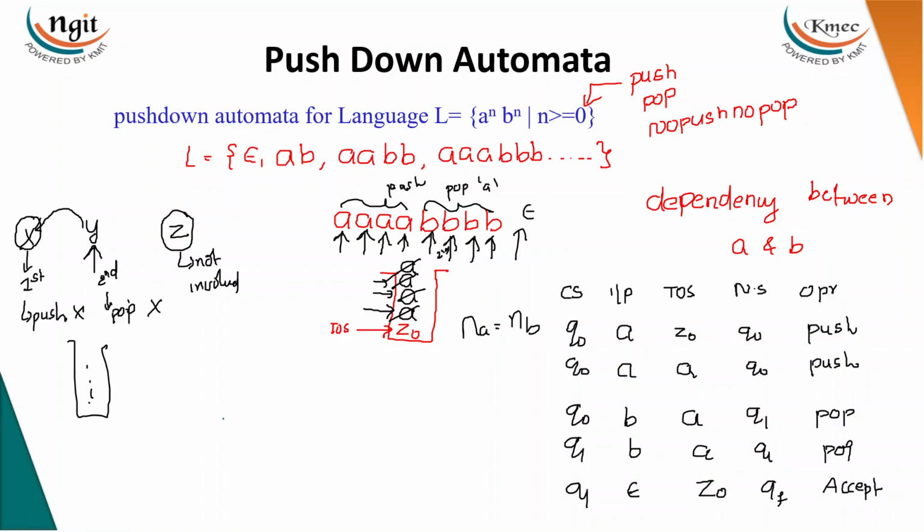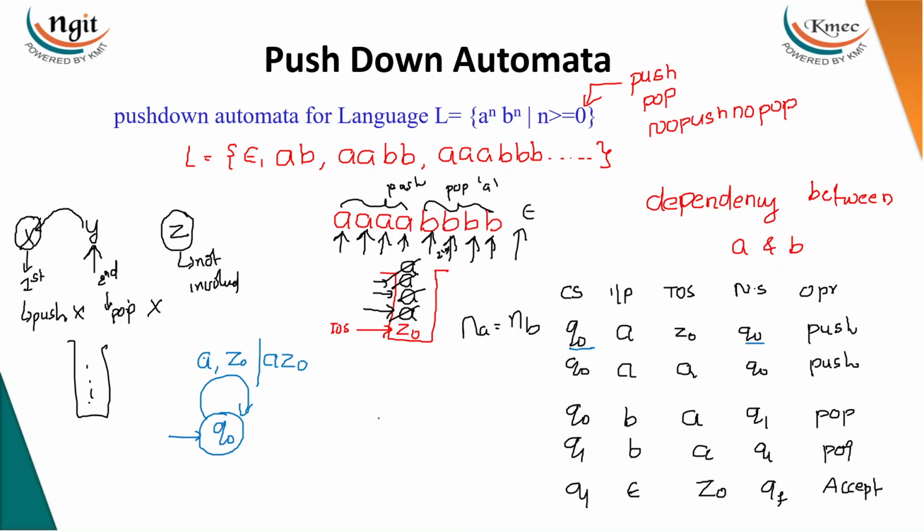So first, let me go with the Q0. Q0, current state, where are we going? Q0 only. You can take it. So at Q0, if the input symbol is A, what is the top of the stack? Z0. What is the operation we are performing? Push. Push means, as I told you, you have to write A Z0. This is how we are going to do it.